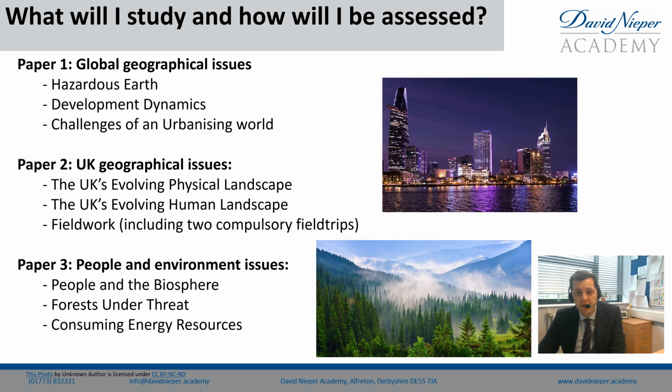In consuming energy resources, we think about the global supply and demand of different types of energy, everything from oil, natural gas and coal through to renewable energies as well. So we look at wind power and hydroelectric power, for instance. But fundamentally, we also think about the geography of that. So which parts of the world are producing and using the most energy and why? And again, which parts of the world are not and why?